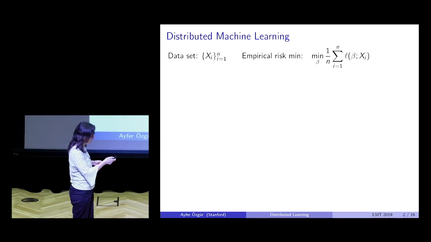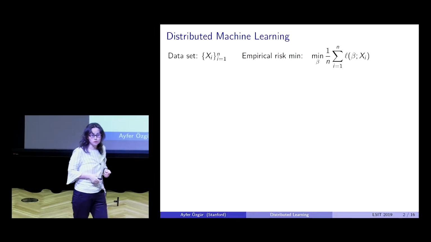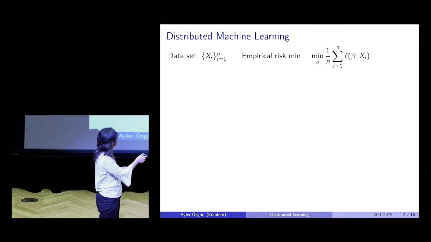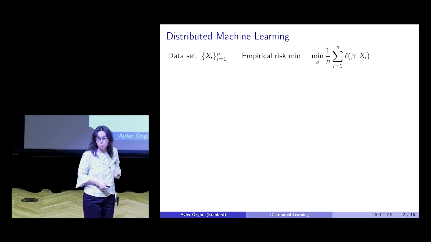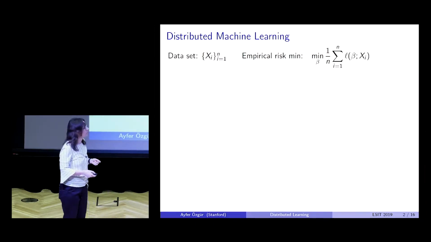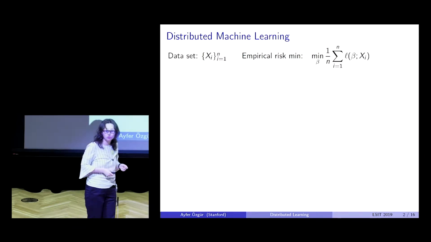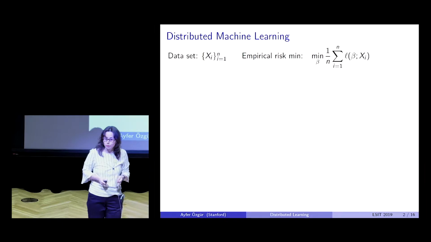You simply take a loss function, and then you find the model that minimizes the average of your loss function over your data set. And the loss function here, in this case, captures the error you make in representing the ith sample if you choose your model to be equal to beta. And if you're training neural networks, then this beta would correspond to the coefficients of your neural network.